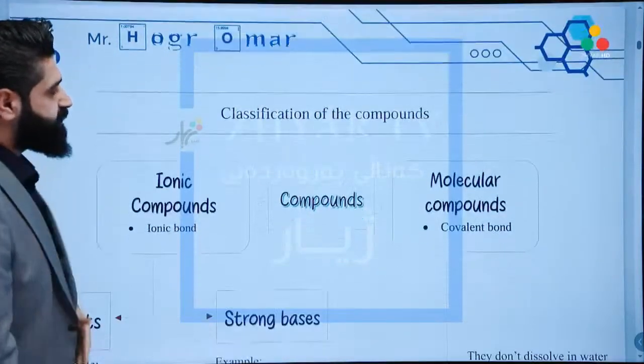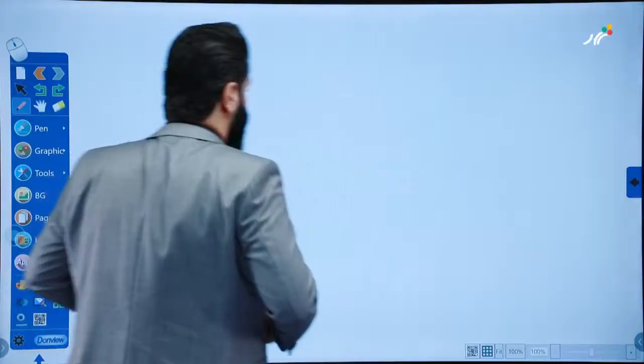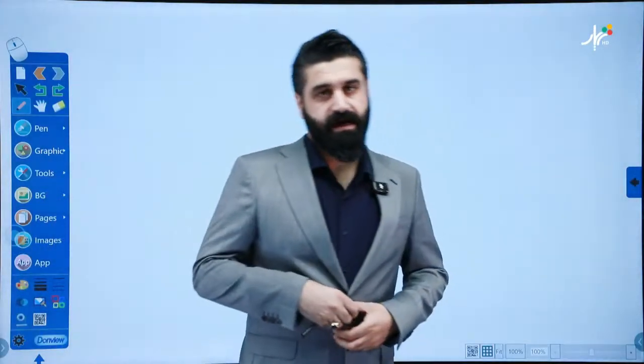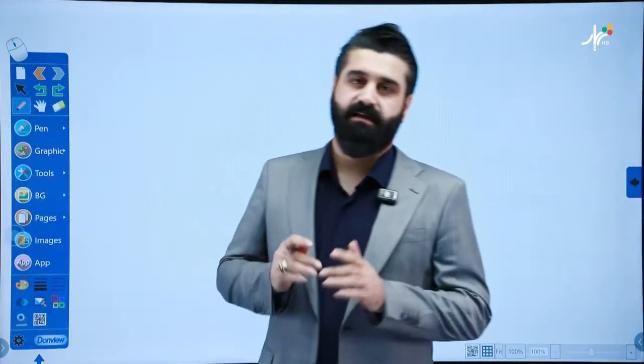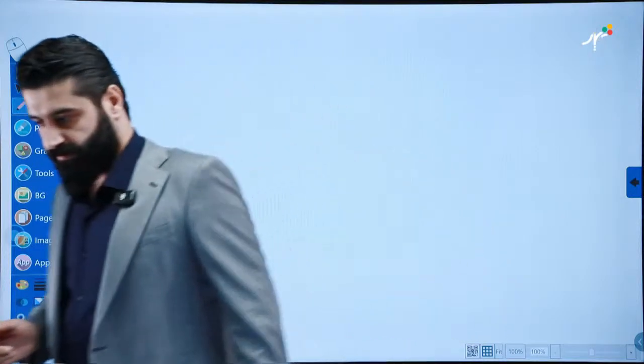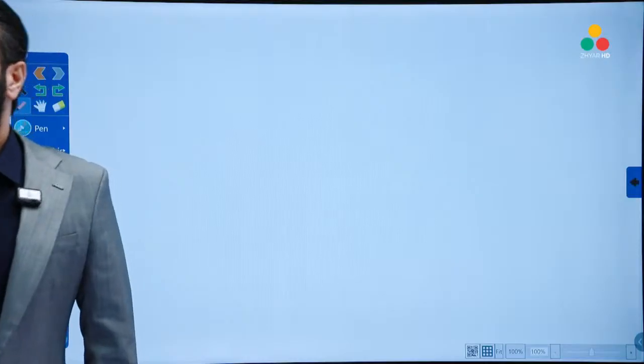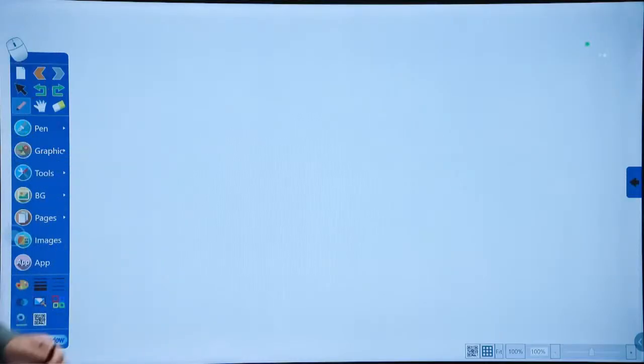The classification of the compounds. Stay with me, my dears. This is another important topic. Actually, this is a super important classification in chemistry. Let me have a sip of water. Okay, sorry. Okay, let's classify the compounds.